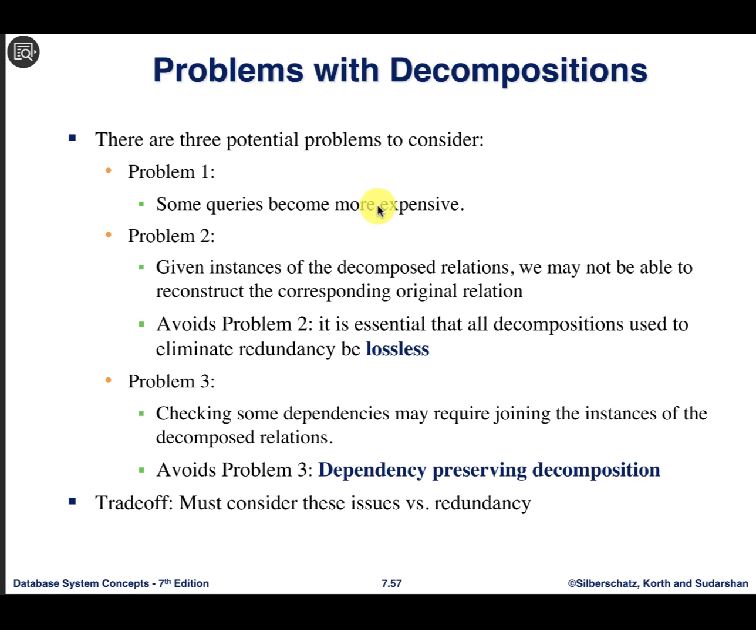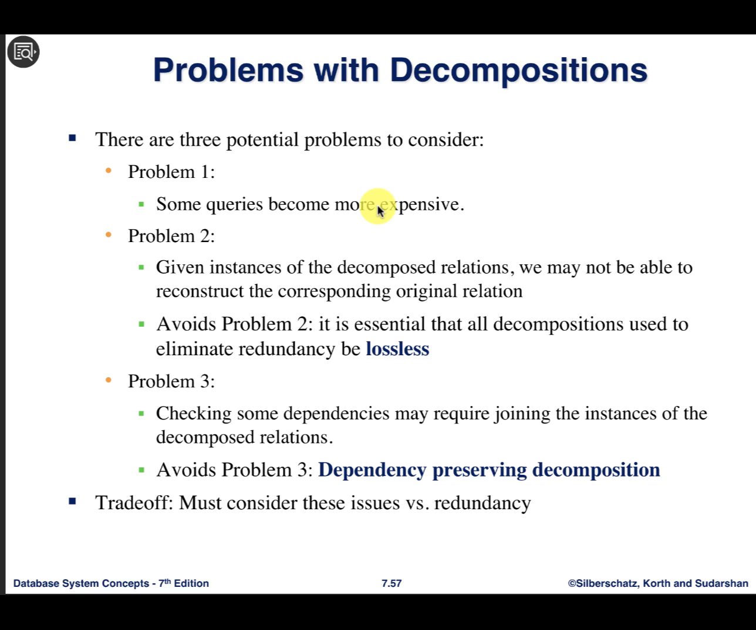Because you are going to split the data among two or more sub-relations or relations, in order to combine them to get the result that I'm looking for, depending on the query. Maybe that requires you to join multiple relations, which is going to be expensive. This is okay because we need to consider the performance issue against redundancy. It's expensive, but I get rid of the redundancy.